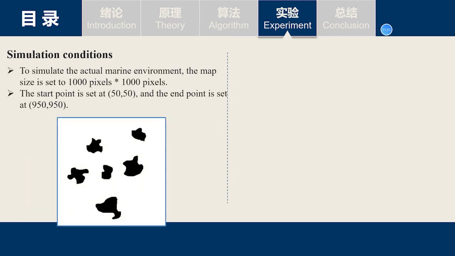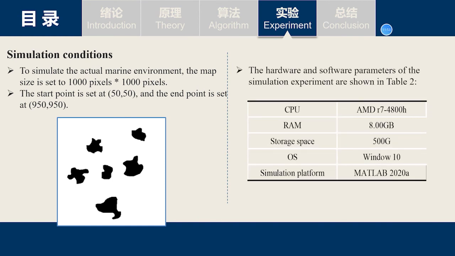Next, the environment. To simulate the actual environment, the map size is set to 1000 pixels by 1000 pixels, on which 6 blank areas of different size and shape are distributed, which are regarded as obstacles and dangerous areas. The remaining white parts are regarded as feasible space for the USV, shown in the figure. The start point is set at 1550. In this environment, RRT, RRT star, and DWA based on RRT star are compared. The hardware and software parameters of the simulation experiment are shown in the table.